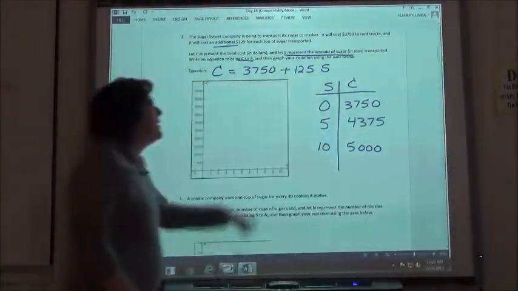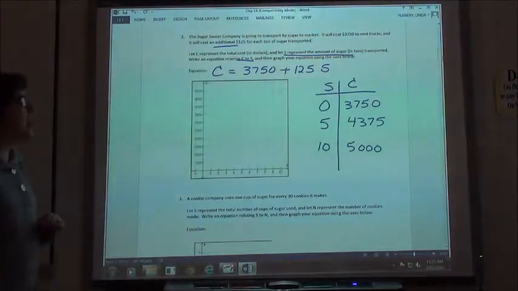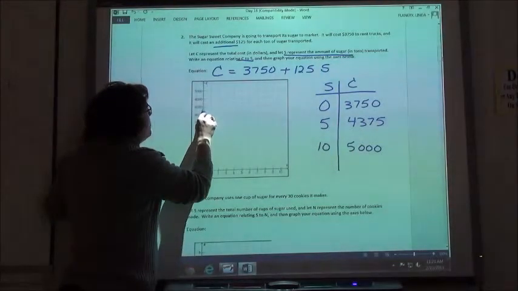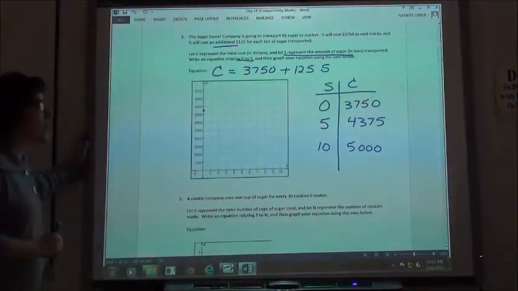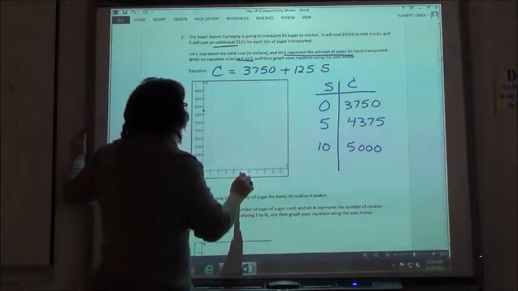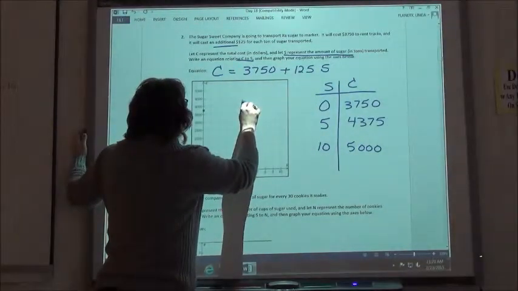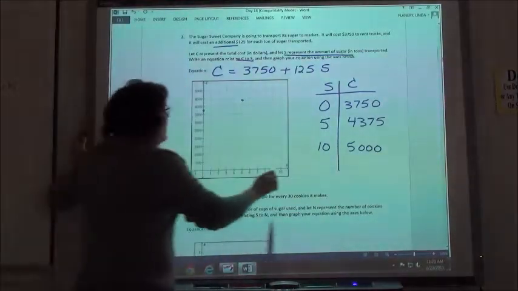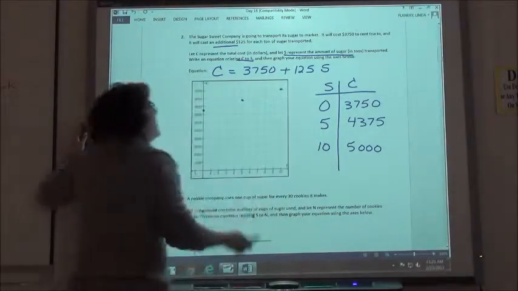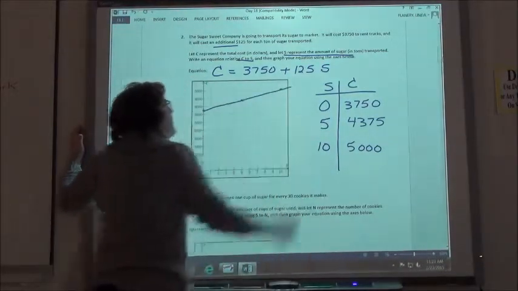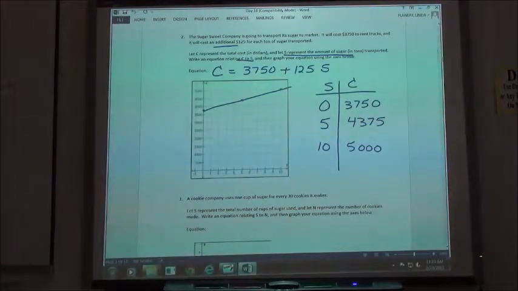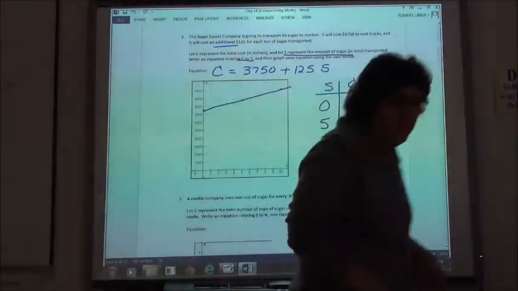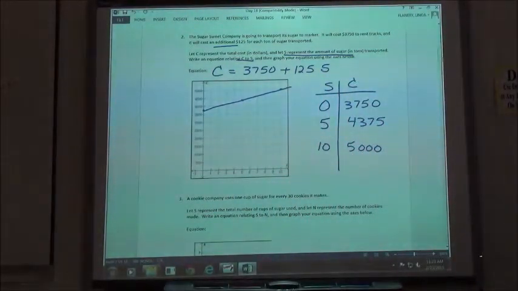And then I have some points. Again, I probably have to use the plot point anywhere. I'm just going to estimate 0 and $37.50 would be about halfway between 3,500 and 4,000. 5 and $43.75 would be a little closer to 4,500. And 10 and 5,000, that one I should know exactly where it is, so that hopefully when I connect my dots, I can draw my line. It's going to look something sort of like that. I'm going to fix my typo here quick.